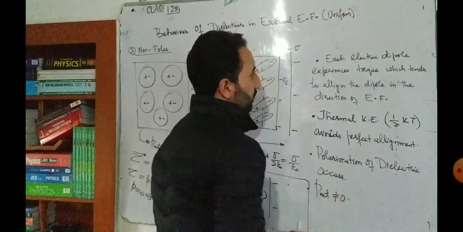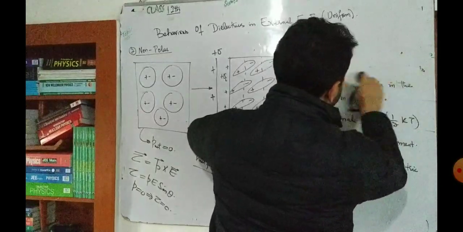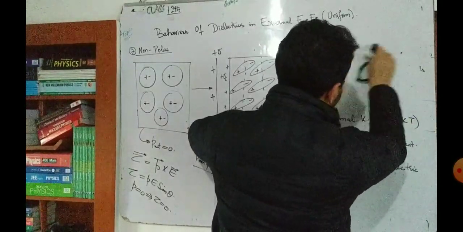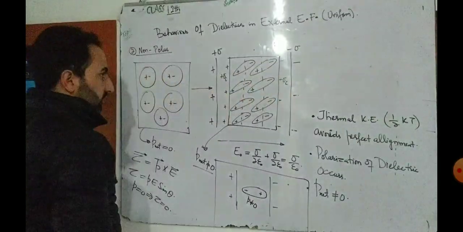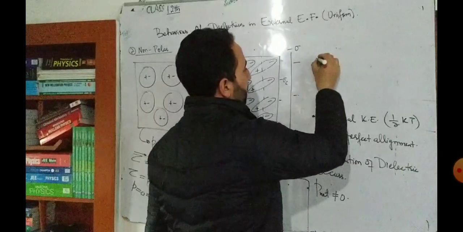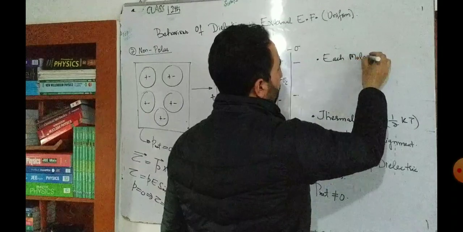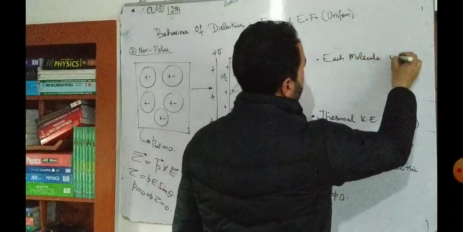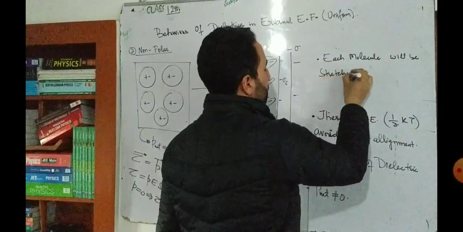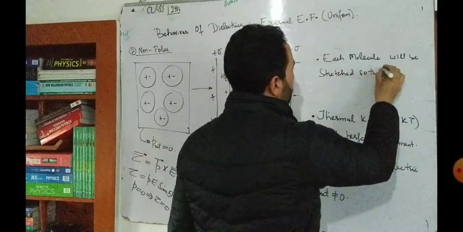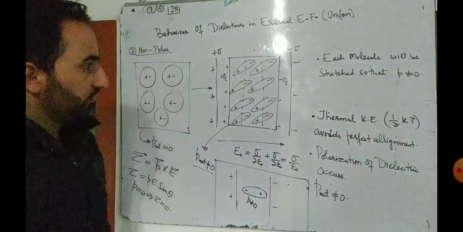So point number 1, I will rub this off because there is nothing like torque. What I will write here instead is: each molecule will be stretched. As simple as that. So here I will write down: each molecule will be stretched so that the dipole moment of each molecule is not equal to 0, so that P is not equal to 0.